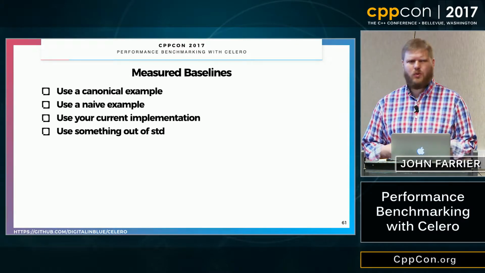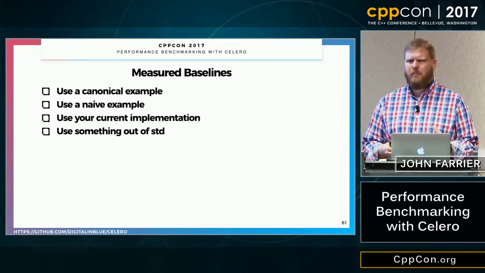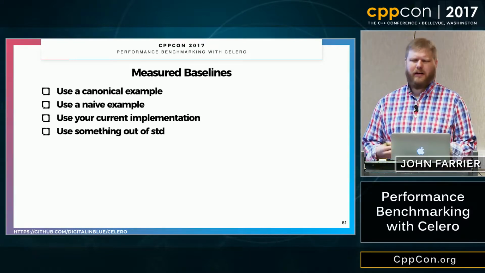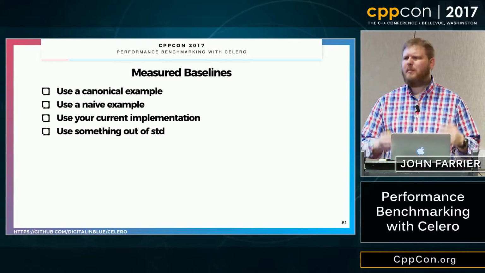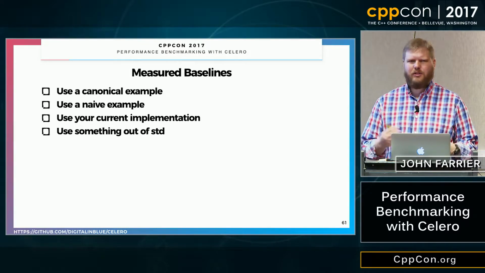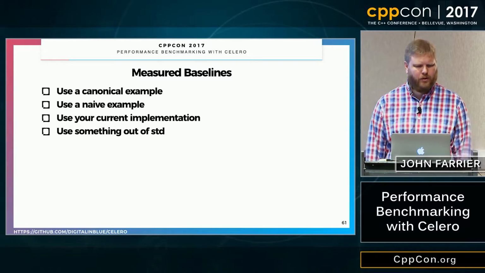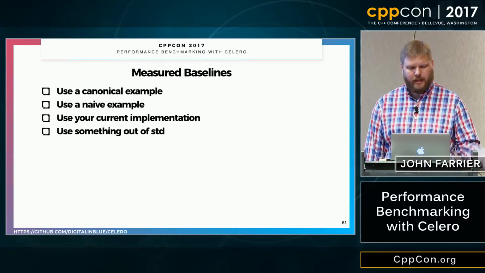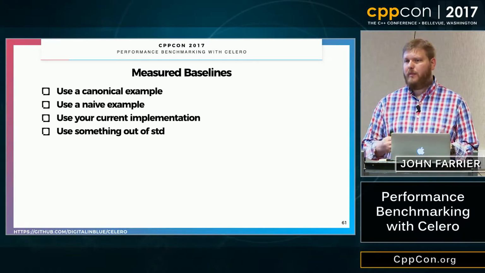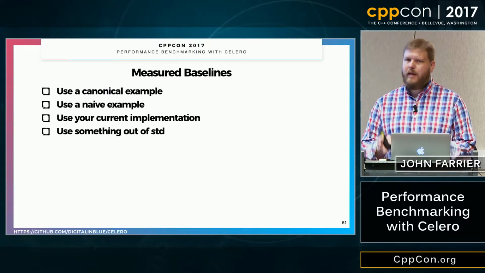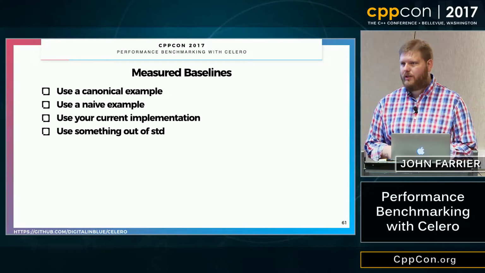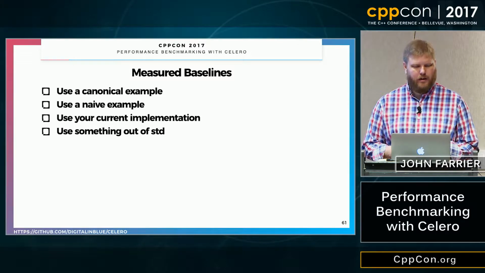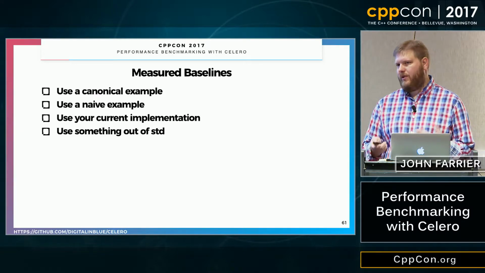If you're going to work on a sorting algorithm, maybe your baseline case would be sorting a vector of randomness, because you're not an optimized case. You're probably going to be slower than that in whatever you're doing. You could pick a naive example. You could take your current implementation that you want to measure against and make that your baseline case, so you can see if things are getting better or worse as your code changes. Or you could just use something out of the standard library as your baseline case if there's a similar type of algorithm there.